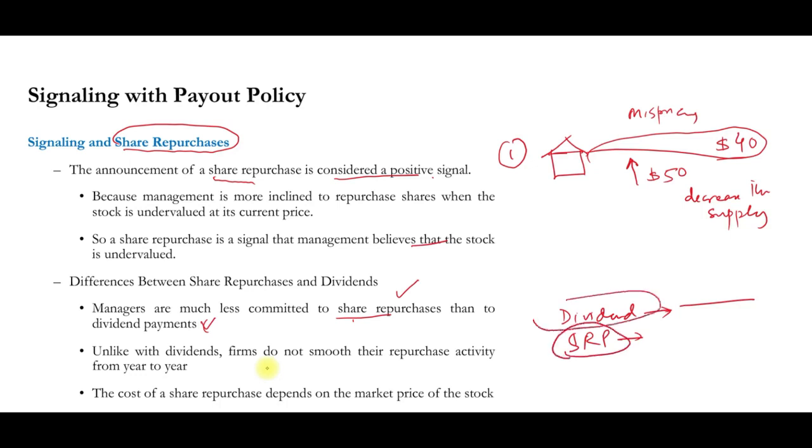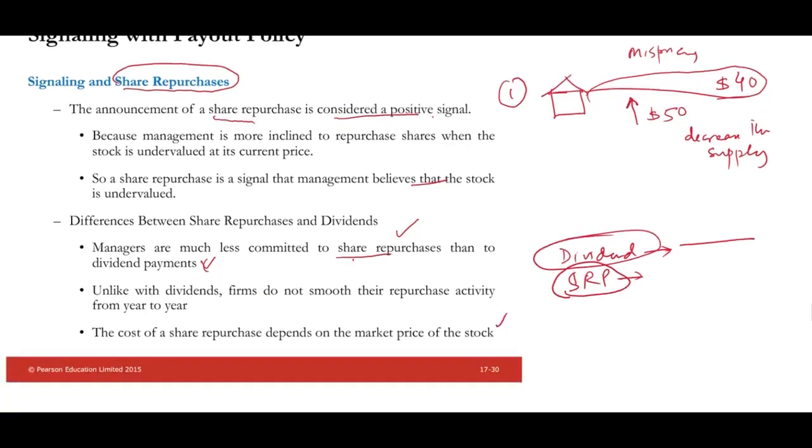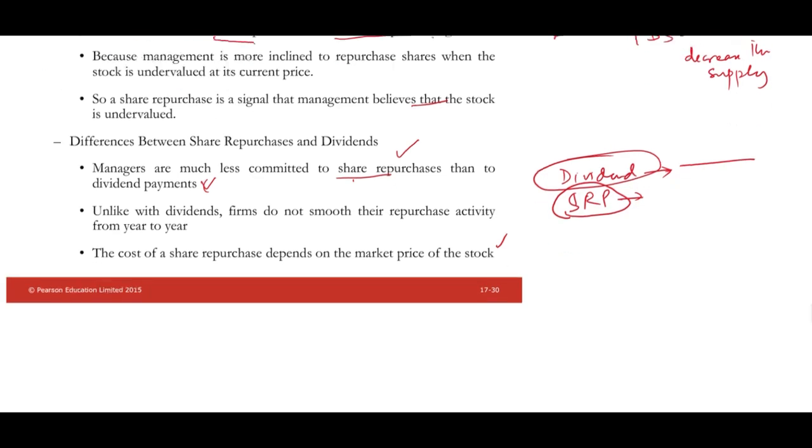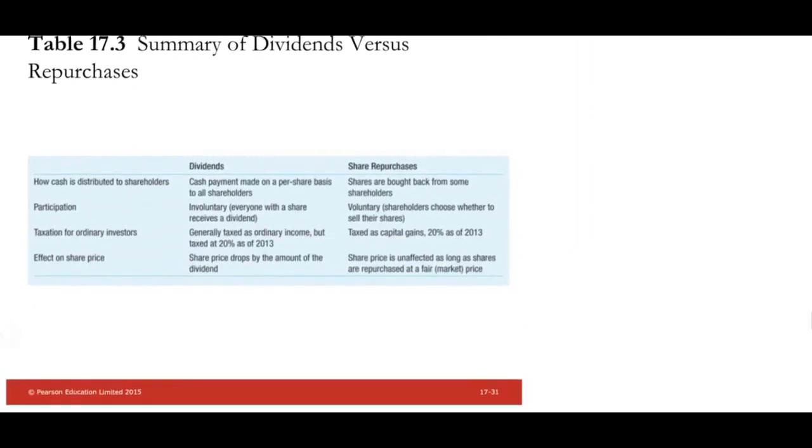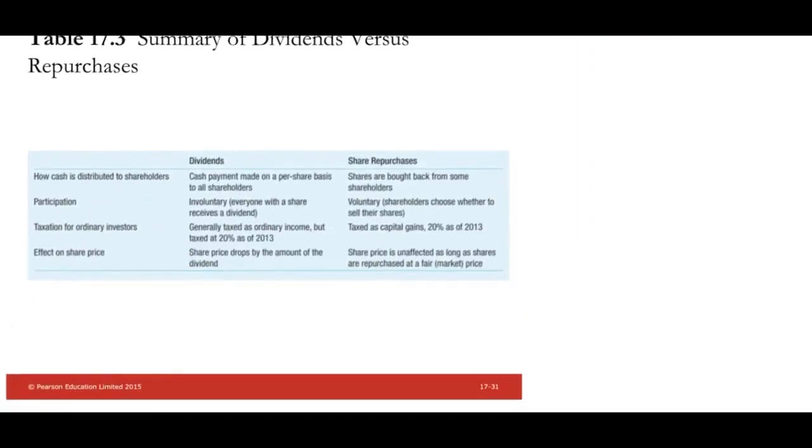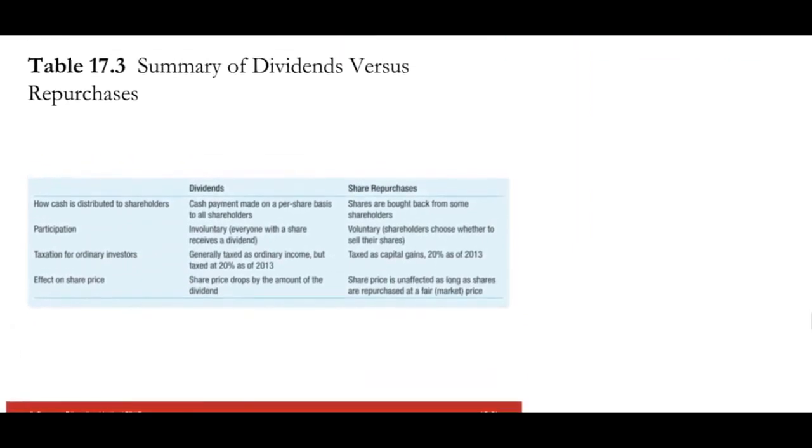But dividend is a regular thing. The cost of share repurchase depends upon the market price of the stock. Of course, when we look at the market price, and if the company thinks that it is undervalued or overvalued, the company may think to buy back the shares. Okay, so let's see the summary of dividend versus share repurchase. Dividend is, okay, how cash is distributed to shareholders?